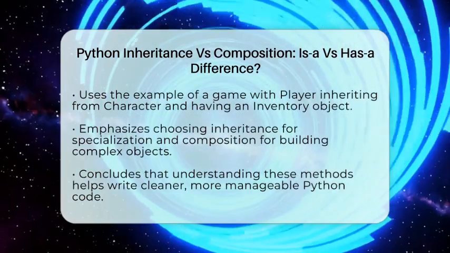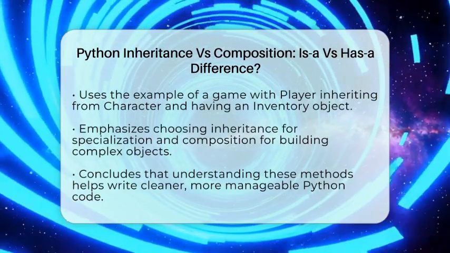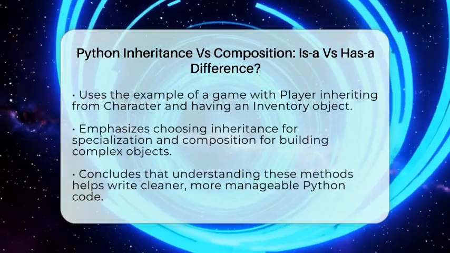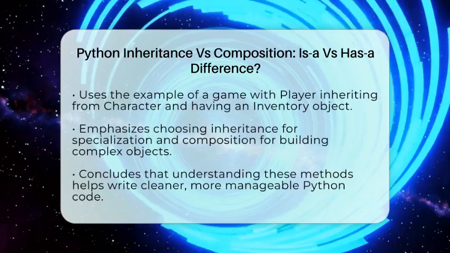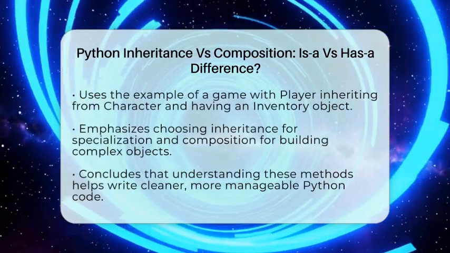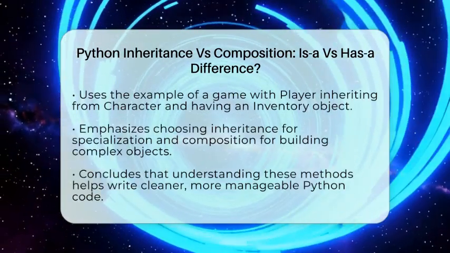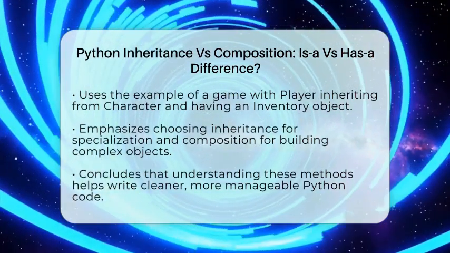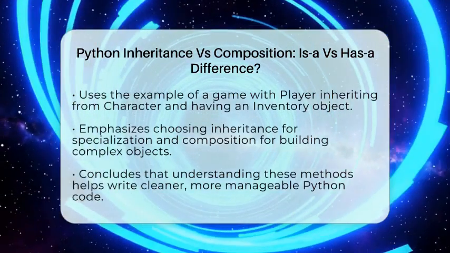Knowing when to use inheritance or composition is key. Use inheritance to show that one class is a specialized version of another. Use composition when your class is made up of other objects. Both methods help you write cleaner, more manageable Python code. Understanding these differences makes your object-oriented programming much more effective and easier to maintain.